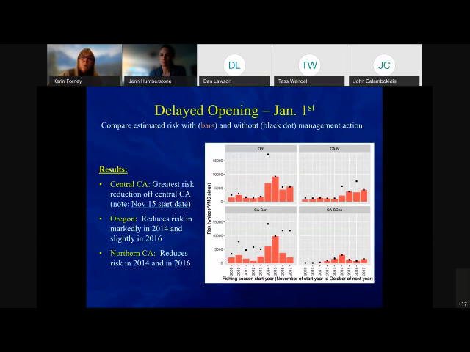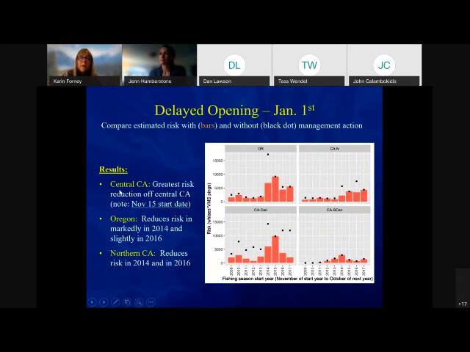So jumping right into what a delayed opening would have done, and I've just arbitrarily picked January 1st because I could illustrate things best. We could similarly use December 15th or December 1st. The right-hand figure has 4 panels. Top left is for Oregon, and then Northern California, Central California, and South Central California. The bars indicate the risk with the management measure. So in this case, if we delay the opening to January 1st, and the black dots show what that risk would have been without any management measure. So what the risk was in our current estimated analysis with no effect.